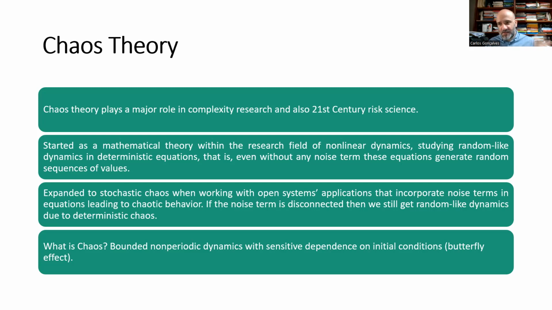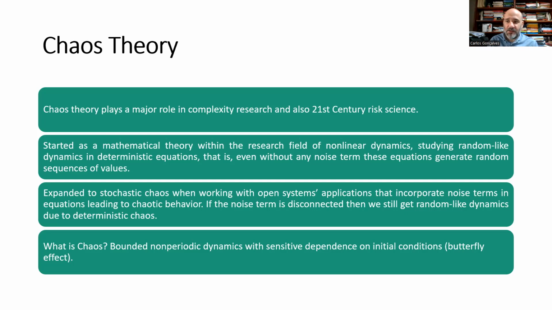But the noise adds another element to this dynamics, this random dynamics. So what is chaos? Chaos is bounded non-periodic dynamics with sensitive dependence on initial conditions. This is also called the butterfly effect, from Lorenz. It was Lorenz who introduced this concept, the butterfly effect, and it caught on in popular culture. The flapping of the wings of a butterfly can produce a hurricane in another part of the world.